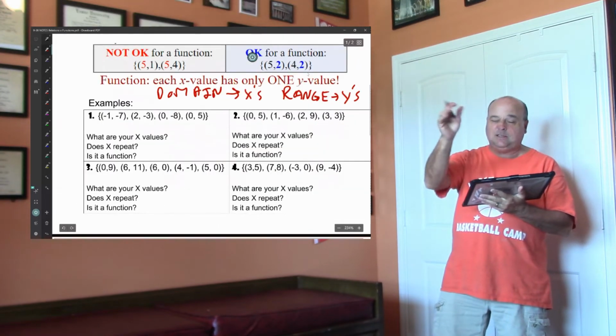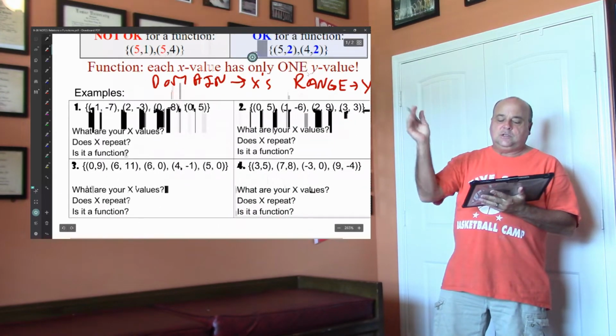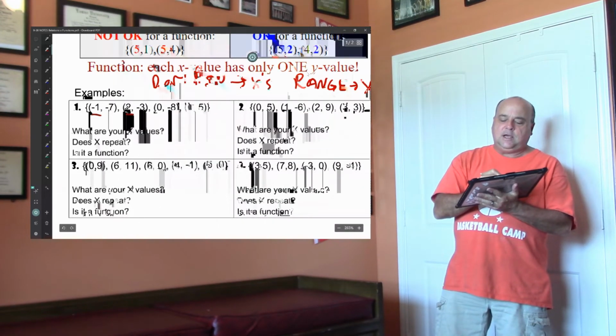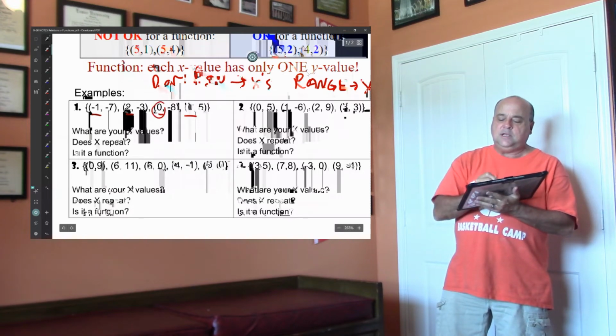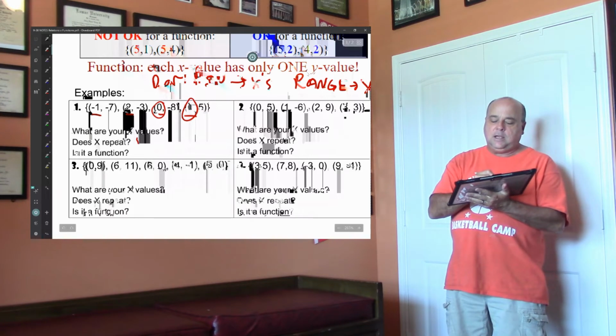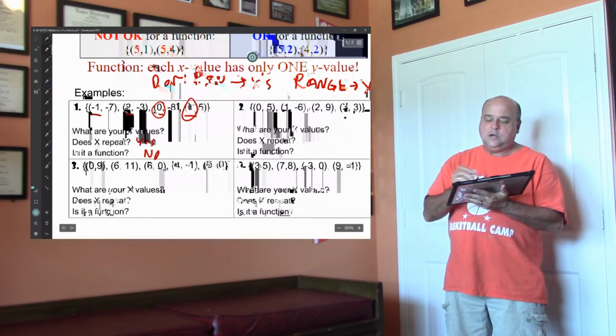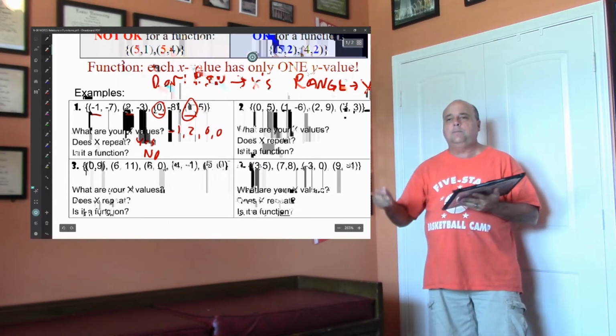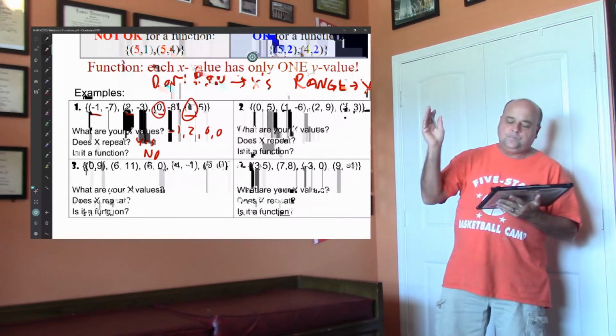And I'll talk about this in a minute, okay? So right here, underline your x values. Notice that these circle the zeros. They repeat, right? Does the x repeat? Yes. Is it a function? No. Your x values are -1, 2, 0, and 0, right? So the x's are repeating. It is not a function.